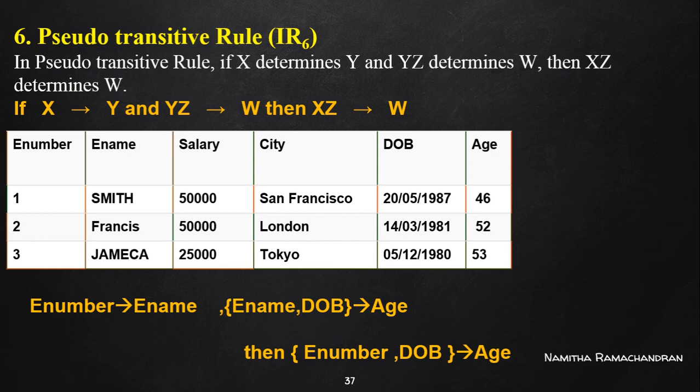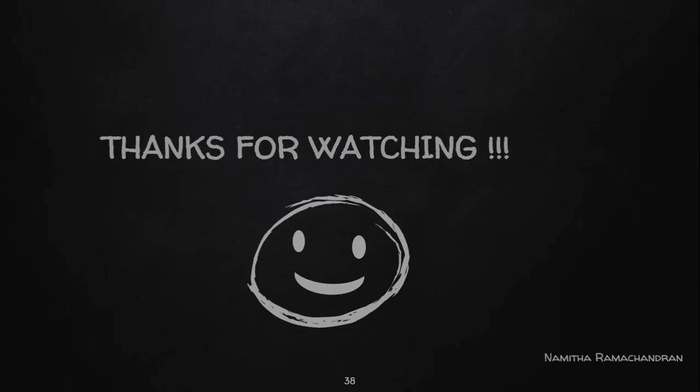So these six are different Armstrong's axioms. These are used for inferring various valid functional dependencies with the help of a given set of dependencies in a given relation. Okay, thank you.